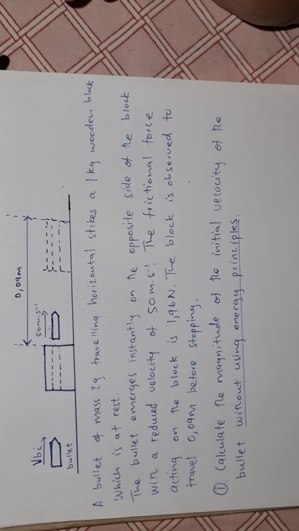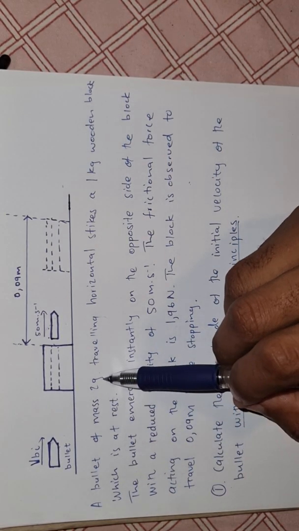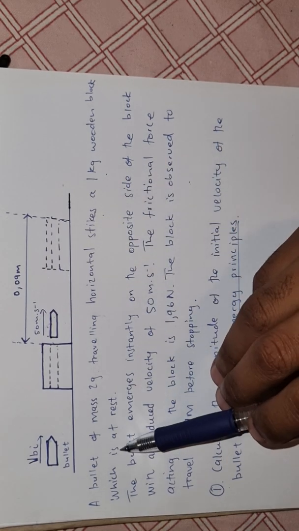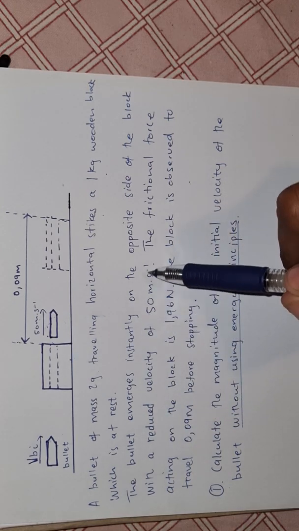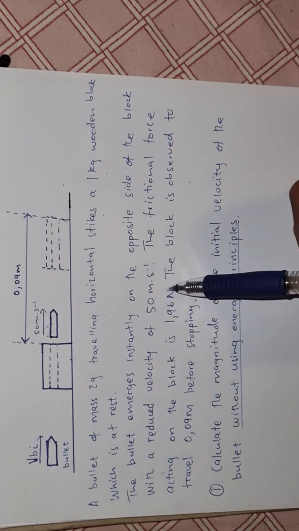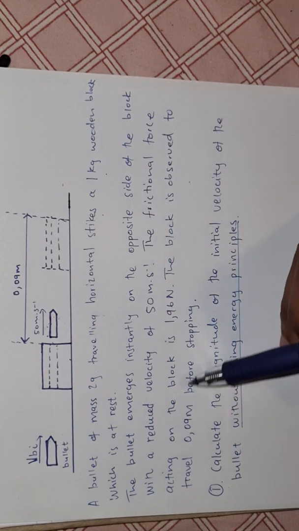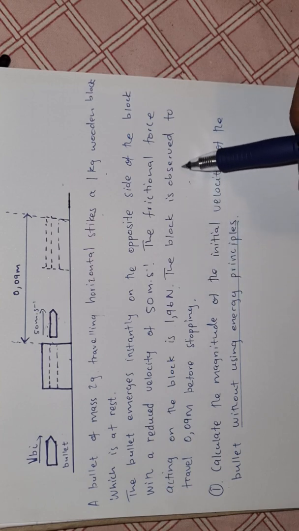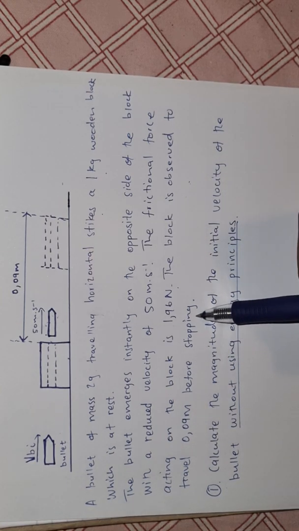Now let us start. So here they say that a bullet of mass 2 grams traveling horizontally strikes a 1 kg wooden block which is at rest. Okay, the bullet emerges instantly on the opposite side of the block with a reduced velocity of 50 meters per second. The frictional force acting on the block is 1,96 newtons. The block is observed to travel 0,09 meters before stopping.